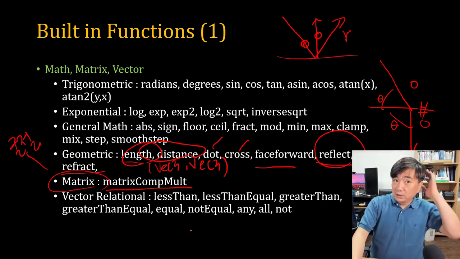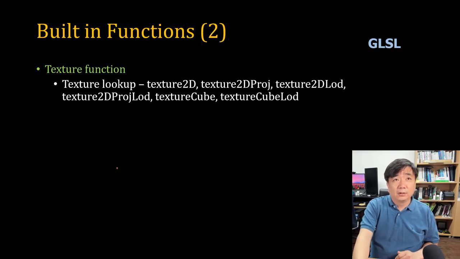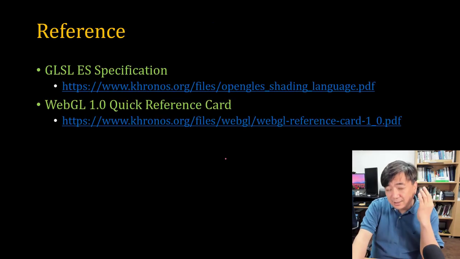And for matrices, matrixCompMult, so we can calculate some matrix and vector relations. For example, with the parameters of two vectors, we can calculate lessThanEqual, greaterThanEqual, notEqual. So that kind of function for comparing components of vectors is already built into the shader. Okay, texture functions. There are texture2DProj, texture2DLod, texture2DProjLod, textureCubeLod. That kind of function is already built in. You will learn how to use textures later. It is kind of an overview.